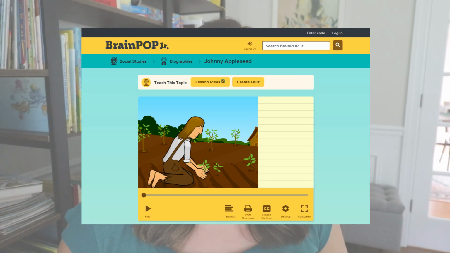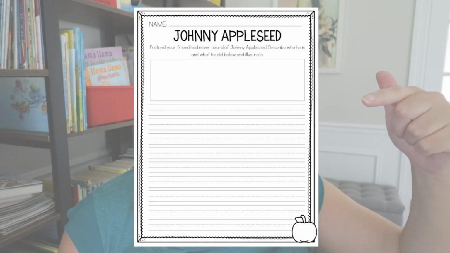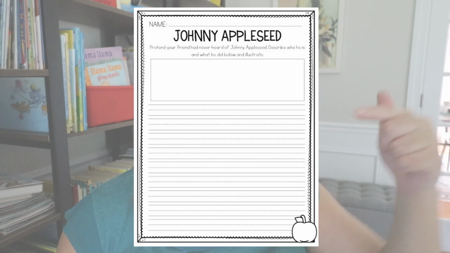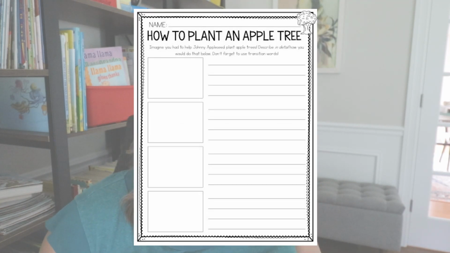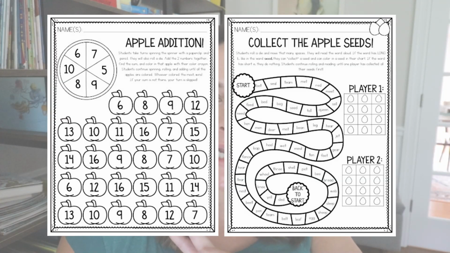And since that mini unit I'm sharing is completely free, let me just quickly show you what else is inside it. I have two different response sheets. This one has your students pretending your friend has never heard of Johnny Appleseed, so they will describe who he is and what he did. Here I have how to plant an apple tree, and they'll share in 4 steps how they would plant an apple tree.